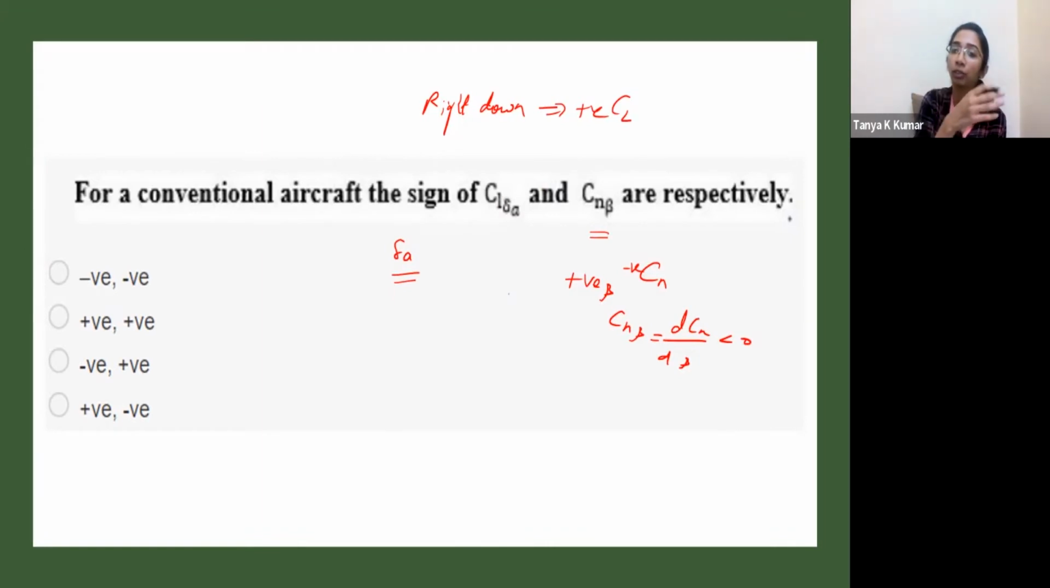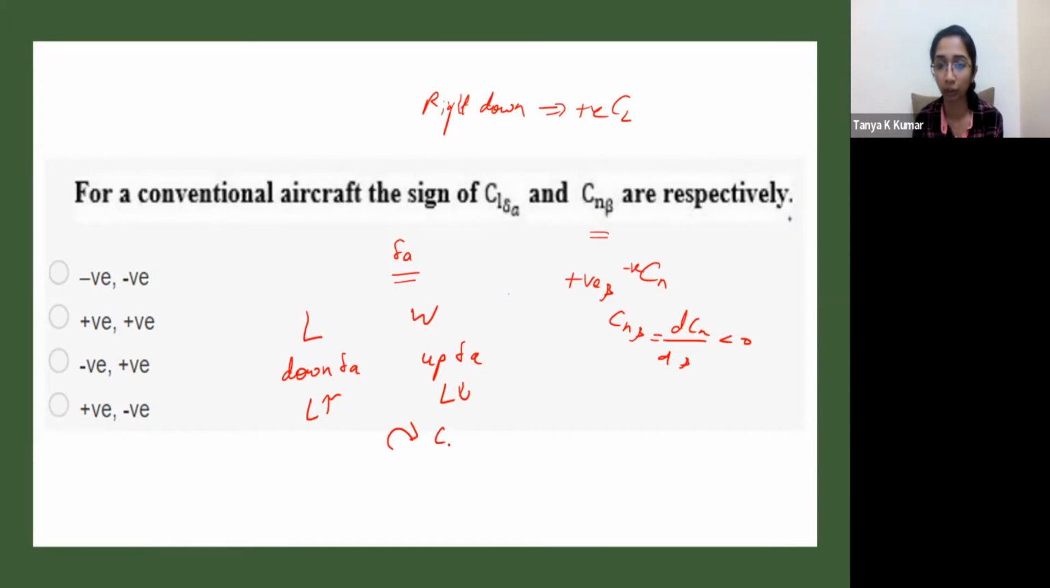How do you do that? You deflect the aileron downwards on the left wing and upwards on the right wing. So left wing, right wing, you have downward delta A here, and here you have upward delta A. Here the lift increases, here the lift decreases, and you end up rolling to the right, which produces positive CL. So this is considered positive delta A and it produces a positive CL.